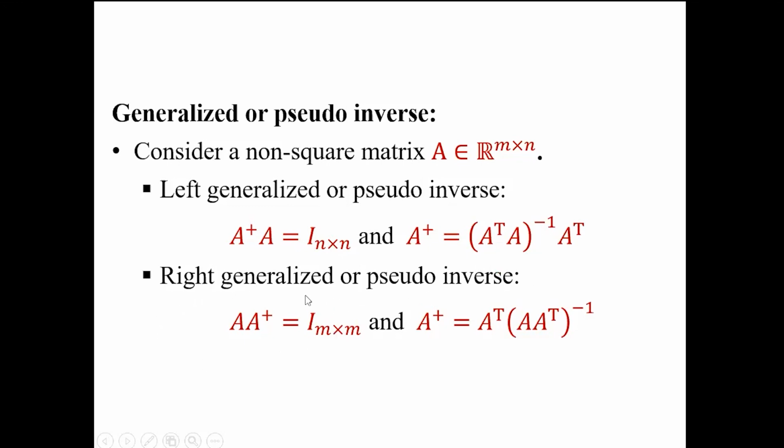Similarly, we have the right pseudo inverse. See where this inverse is appearing. You also get an identity matrix, which is m by m, and this is how to calculate it. The pseudo inverse is very important, especially where the matrix is non-square. We have a system of linear equations that does not lead to a square matrix. In order to solve those simultaneous equations, we normally use this concept of pseudo inverse.